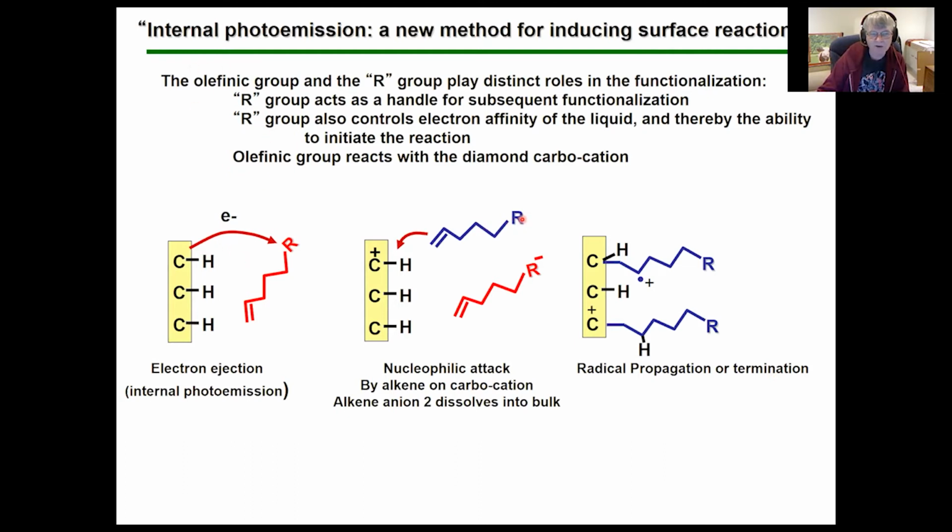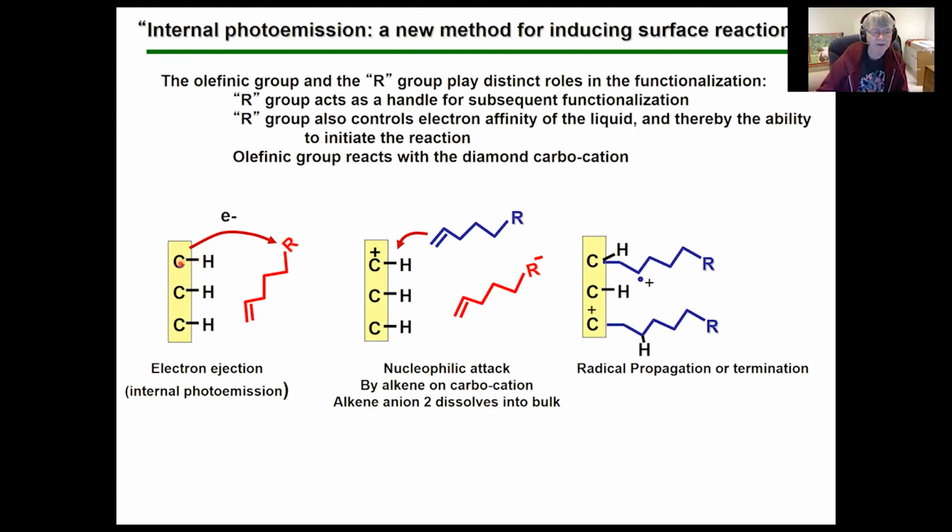Now, I'm showing the R group and the olefin, the double bond, as if they are on the same molecule. We've subsequently shown that these do not have to be on the same molecule. And then you can put in a little bit of an electron acceptor that has no reactivity, and it will initiate reaction of those difficult to react molecules. For example, dodecane, which has really no ability to accept electrons. If we put a small amount of an electron acceptor into the reactant liquid, suddenly dodecane can graft efficiently.